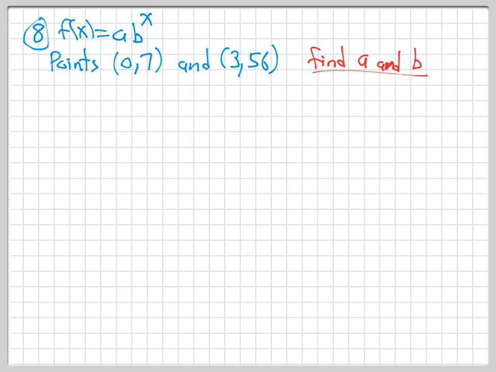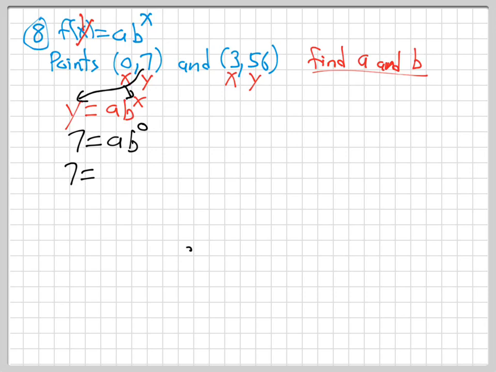And then it wants me to use that information to find A. Oops, I meant to spell and there and blew it. A and B. I was thinking about the B already. A and B. All right, so how do we do that? Well, remember, this is y equals, so this is x, y, x, y. Whenever they give us points, right, it's x then y. So if I take the function y equals a times b to the x, and I just plug in the x right there, the y right there, what do I get? 7 equals a times b to the 0. Now, remember, what is anything to the 0 power?